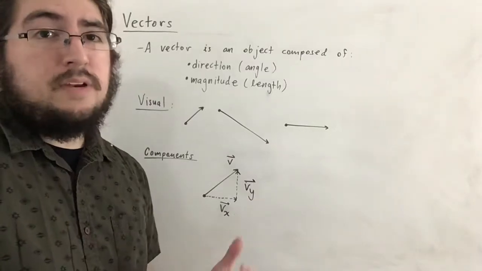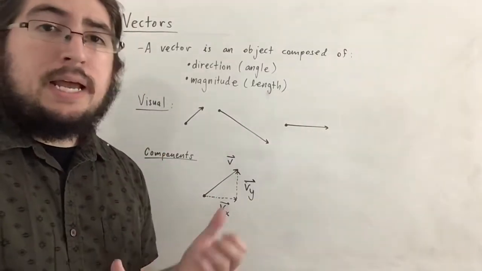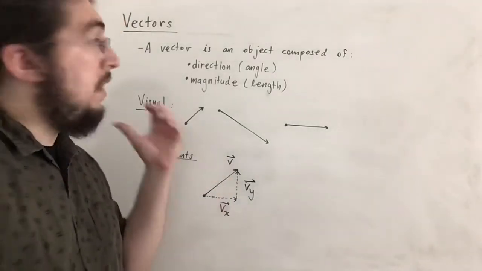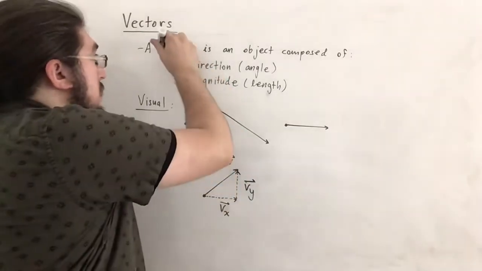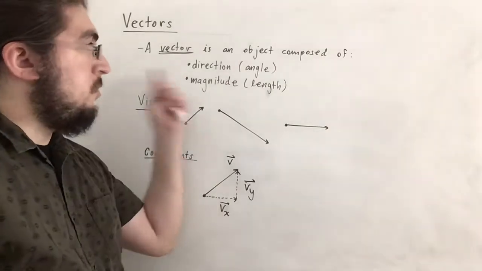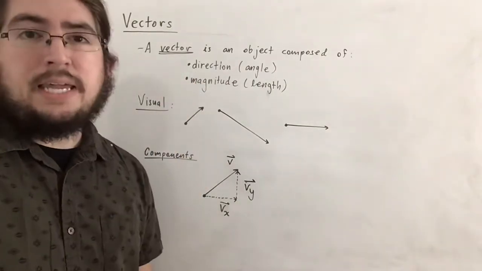Hello everyone, in this video I'm going to be discussing vectors and some particular uses of them and how they're applied in physics. So first off, what is a vector? A vector is an object composed of these two things. Let me underline vector. Direction and magnitude. Now, direction really is the angle of the vector and the magnitude really is the length of the vector.